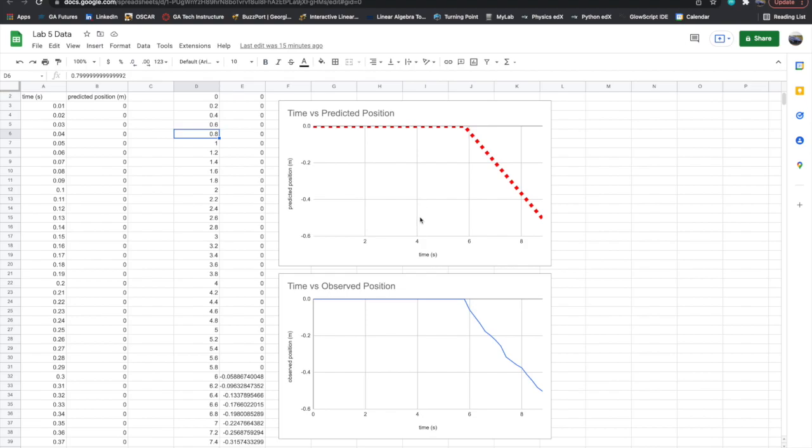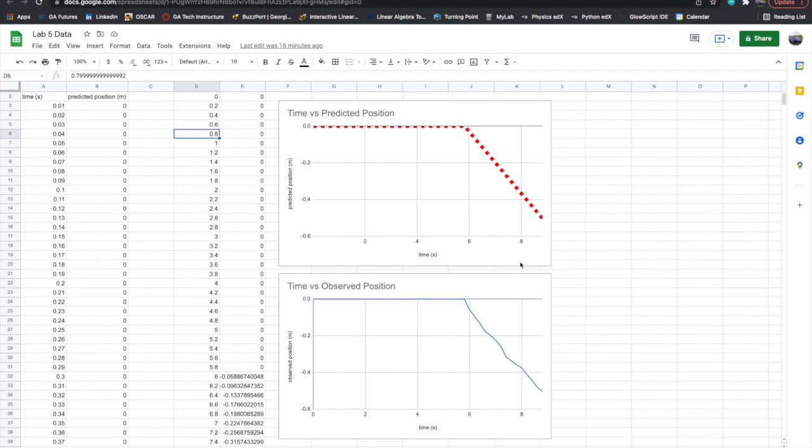Here we can see the computer model by GlowScript of the time versus predicted position, which is a very straight incline sloping down the graph. And then you have the observed position from the tracker software, which is slightly more jagged, and this can be due to different drag forces in the air, as well as discrepancies when measuring the position versus the time, which the GlowScript calculations will not make that error.